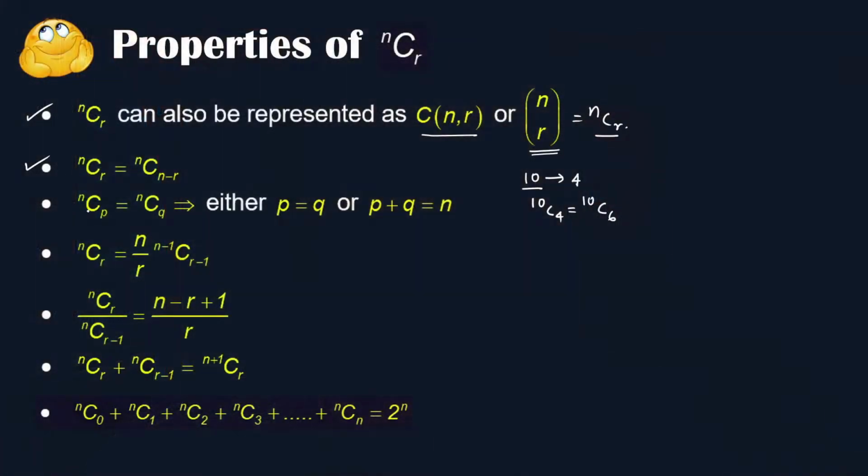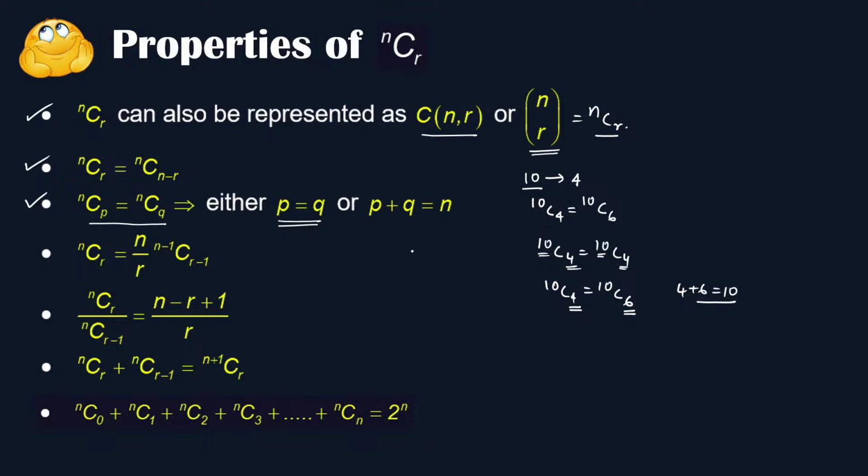The third property states that if nCp equals nCq, then either p will be equal to q. Obviously, if I say 10C4 and 10C4, they are the same, because the base is the same as well as this 10 is also the same, right? In another way, you can say 10C4 can be written as 10C(10 minus 4), that is 10C6. Now, have you observed one thing? 4 plus 6 is equal to what?